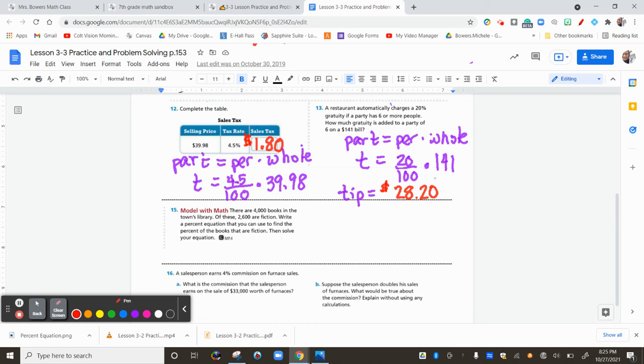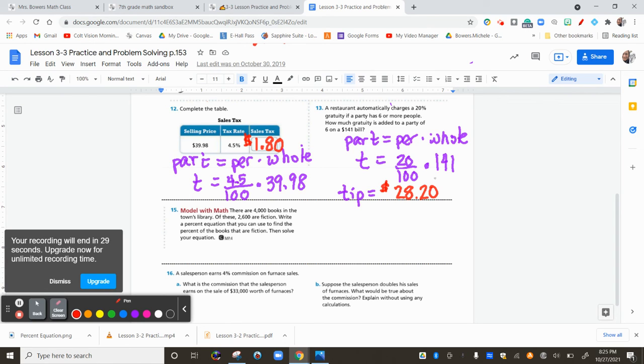So I worked out numbers 12 and 13 already because both of them have the same setup. In both problems, you're finding the part. They're giving you the percent and the whole, and you're finding the part. So you notice whenever you're finding the part, you're really just multiplying by the percent to get the answer.